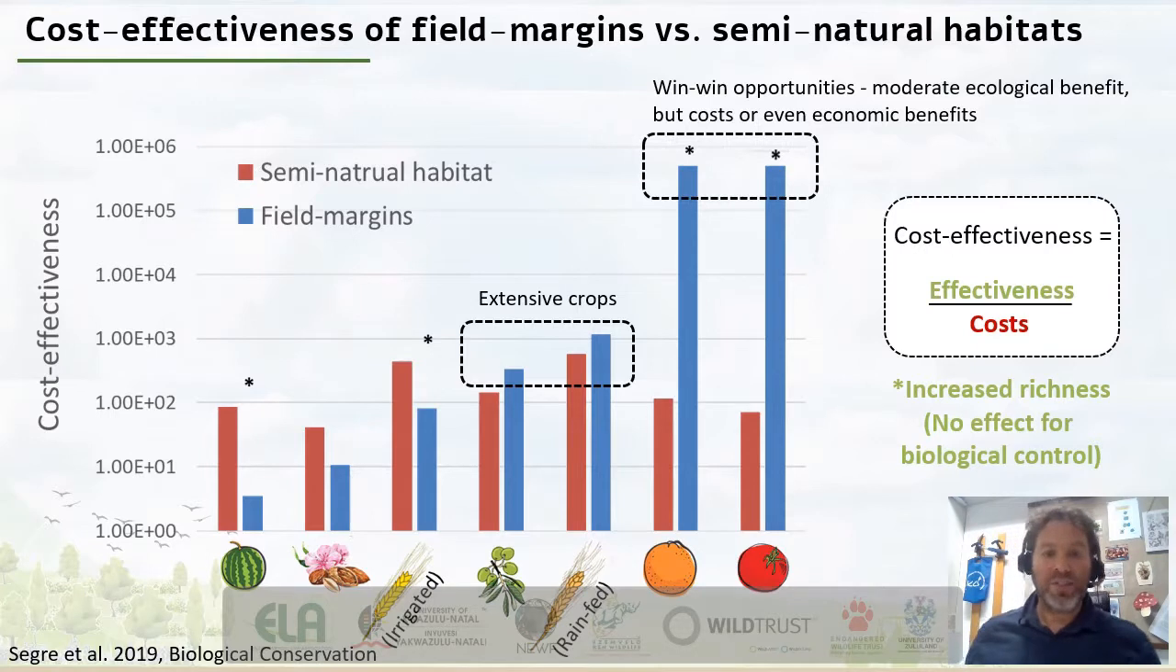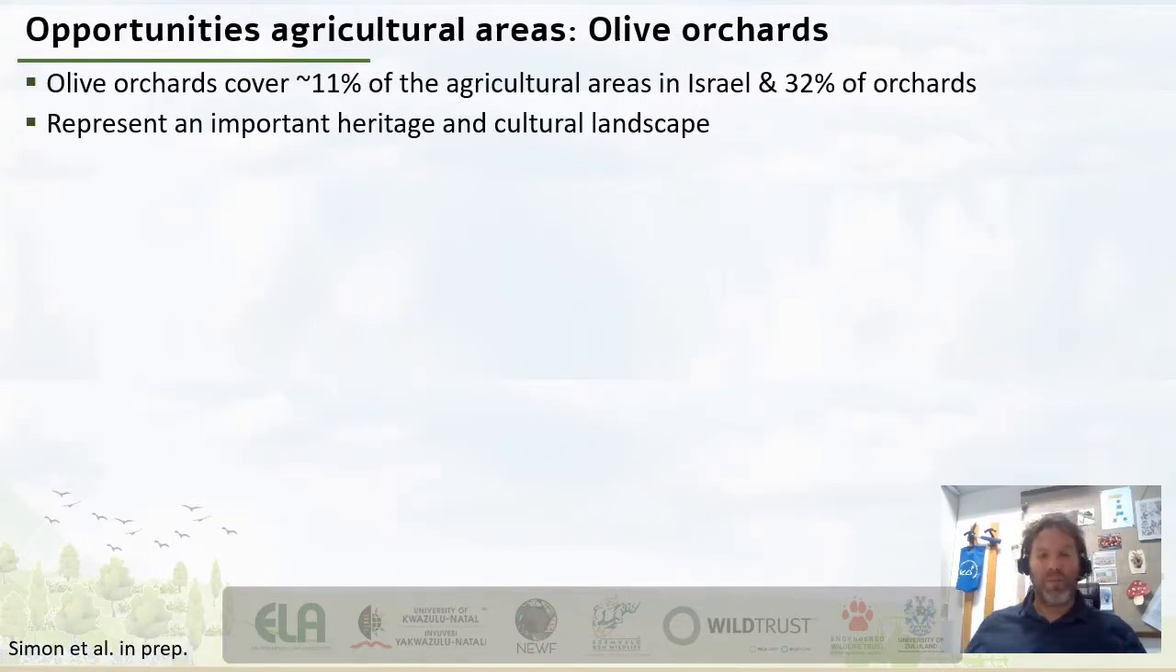So from this ecological corridor, I would like to move to another excellent example, which is the olive orchards. Now, olive orchards in Israel represent about 11% of agriculture area in the whole country and 32% of orchards. They are not only an important crop, they also represent a heritage and cultural landscape, which is important for many people in Israel and throughout the Middle East.